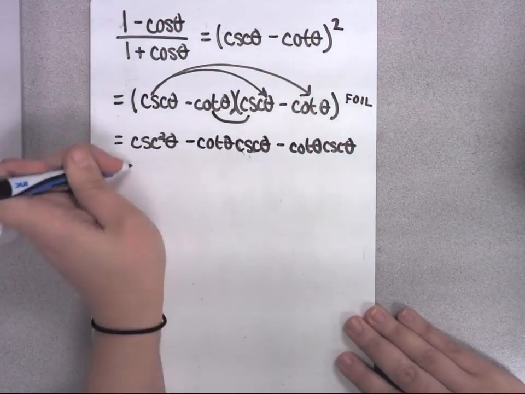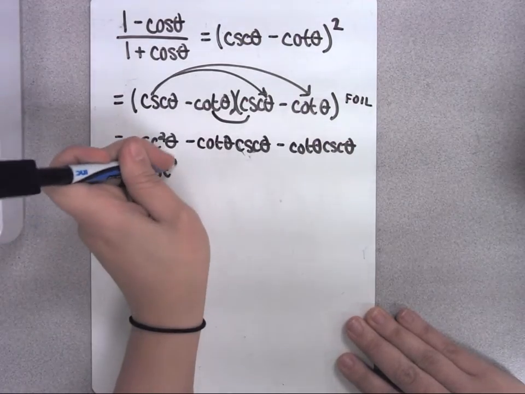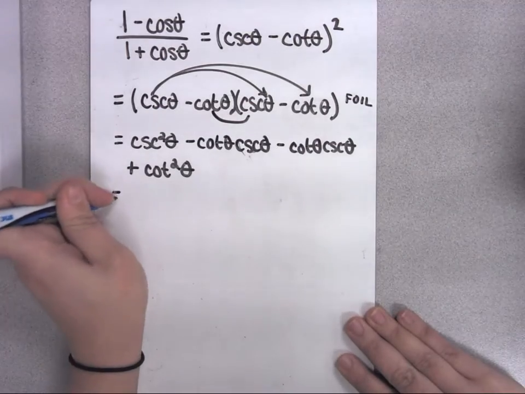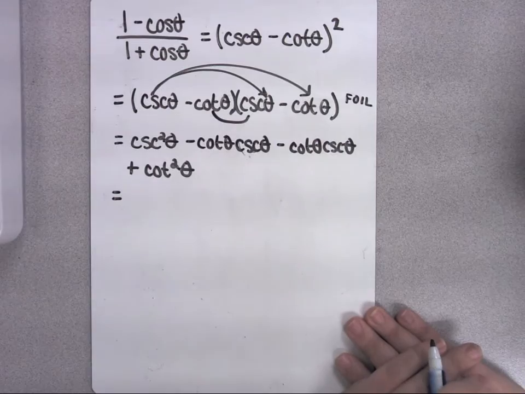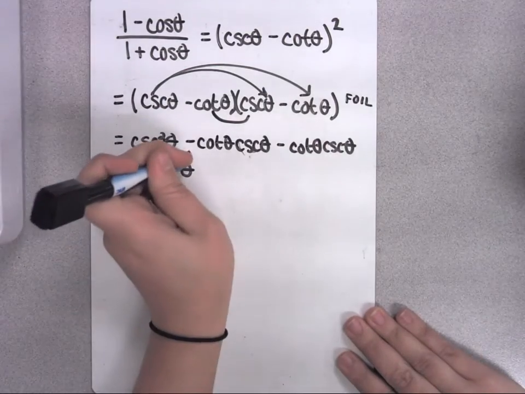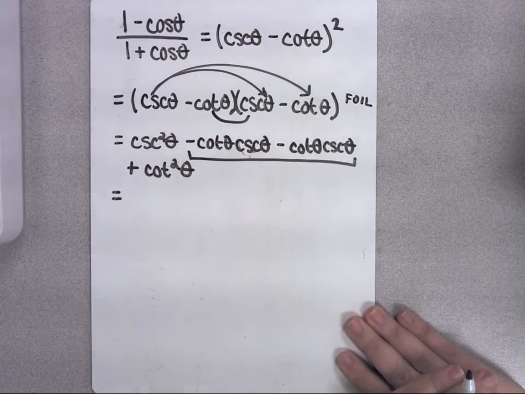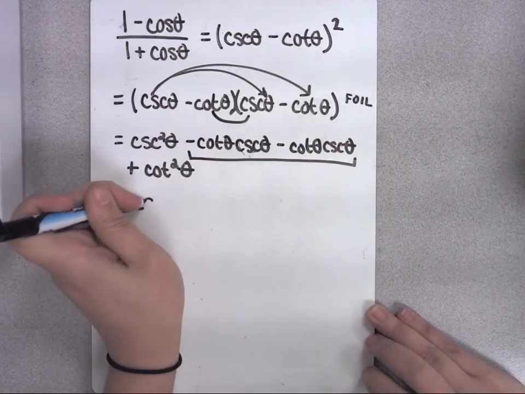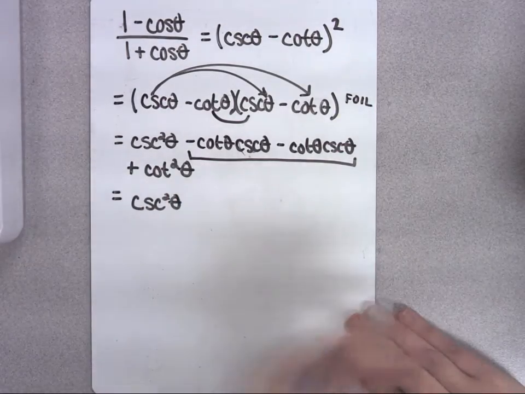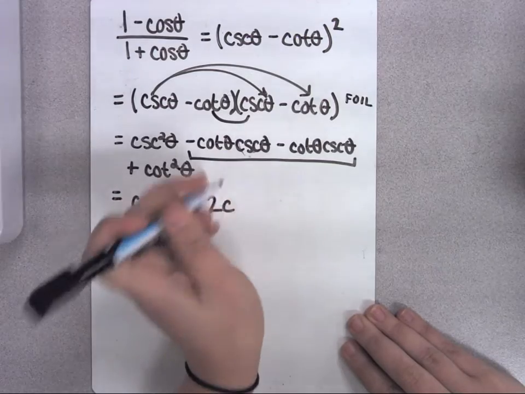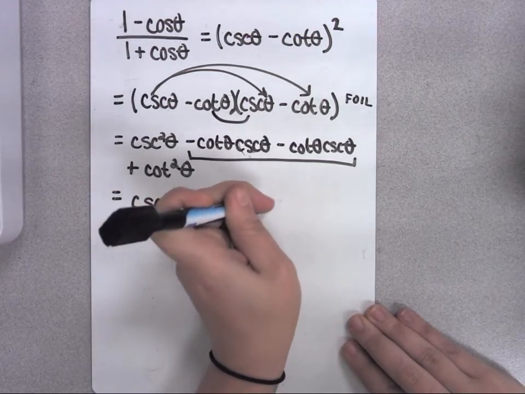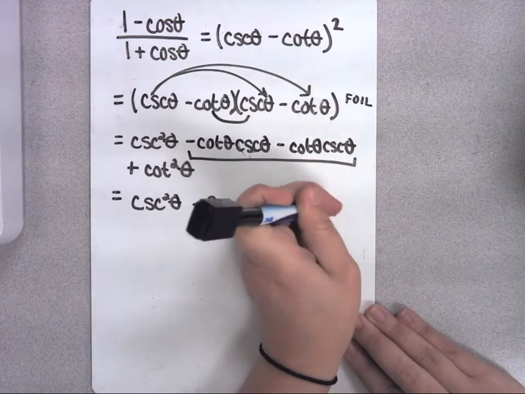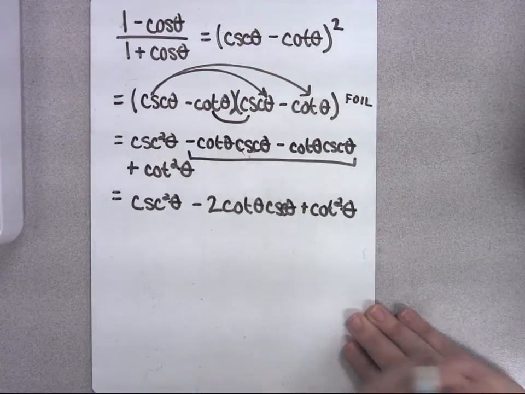Here we need another line. What can you do with the middle two? So it'd be cosecant squared of theta minus, I have 2 of the middle ones. So 2 cotangent theta cosecant thetas. And then plus cotangent squared. You never know.